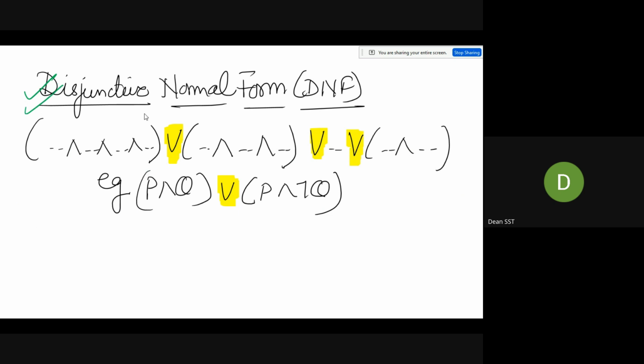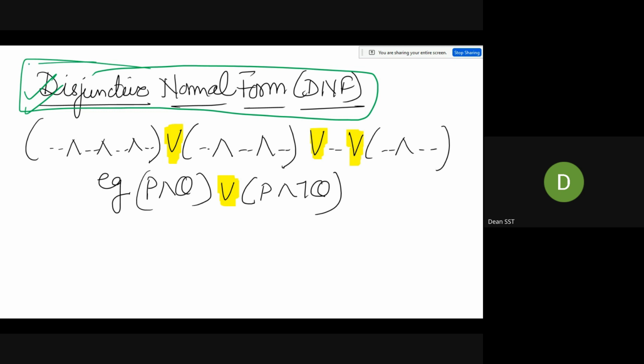In Boolean expression, there are two types of forms: disjunctive normal form and conjunctive normal form. How will you identify disjunctive normal form? How? Disjunction. You know what is disjunction? Or.